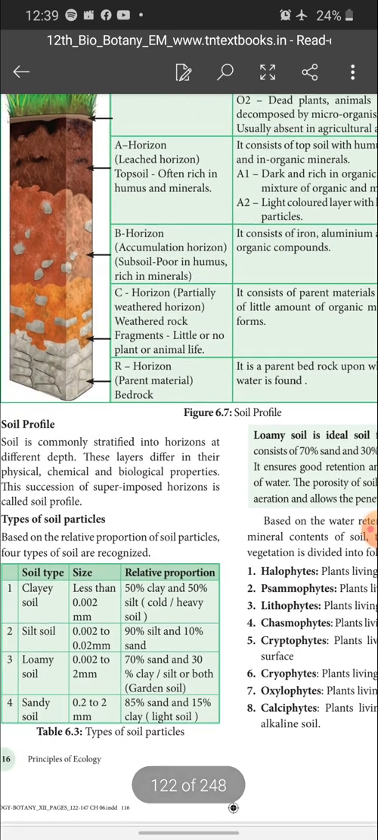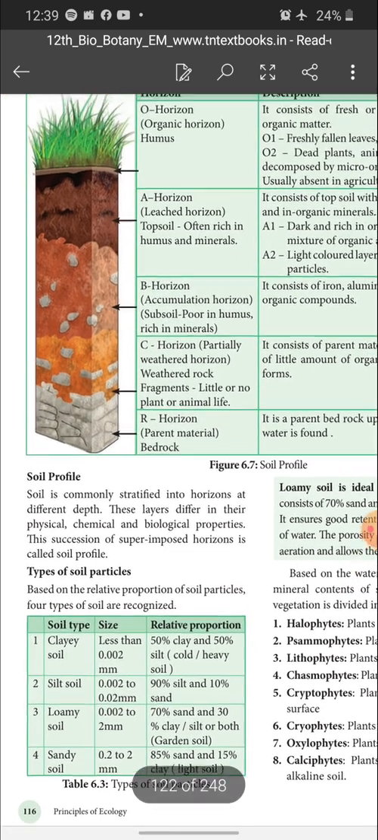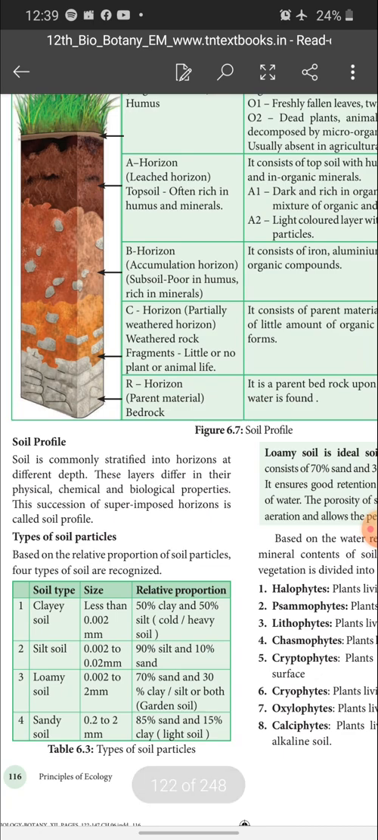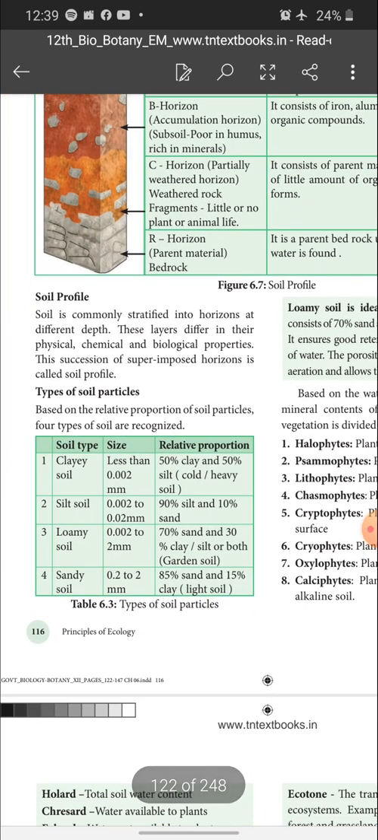So, children, when you go through these various regions, you can refer to the diagram of the soil profile also. Soil profile is commonly stratified into horizons at different depths. These layers differ in their physical, chemical and biological properties. This succession of superimposed horizons is called the soil profile.